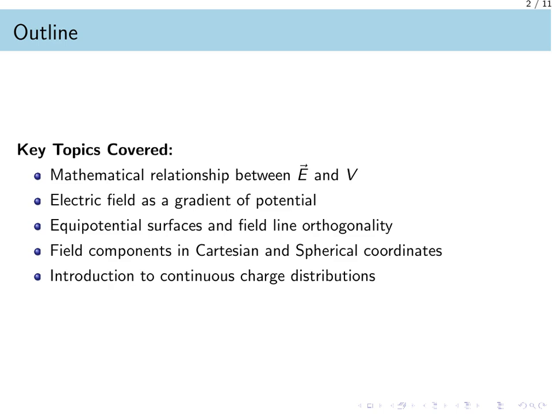We will define the electric field as a gradient of the potential and examine the specific geometric relationship between equipotential surfaces and electric field lines. Noting their orthogonality, our discussion will extend to calculating field components using both Cartesian and spherical coordinates. Finally, we will introduce the method for finding the electric potential created by continuous charge distributions, moving beyond simple point charges to more complex systems.